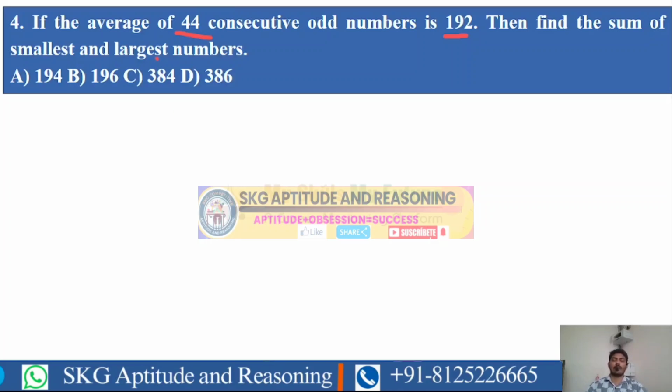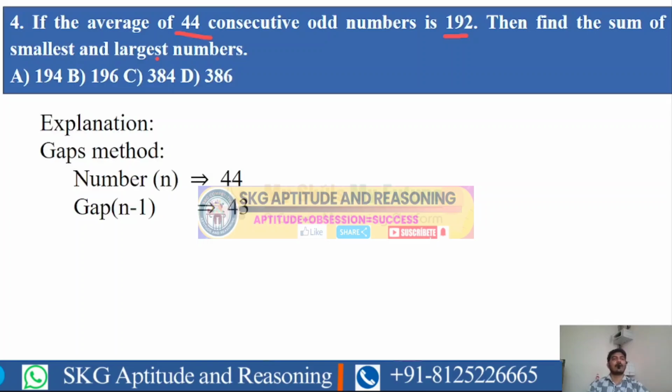So it is very similar to the previous question. So directly we are going with the gaps method here. We are not using the general method or the shortcut method here. We are trying to solve the majority of the questions by using the gaps method. So how many numbers are given here? There are 44 numbers given. Now how many gaps are present here?